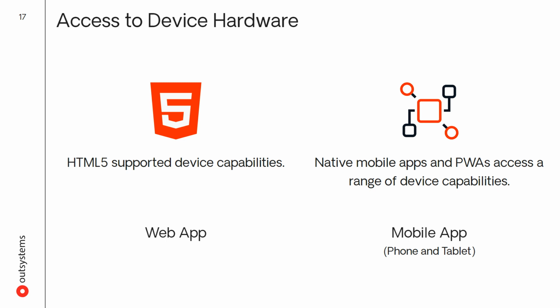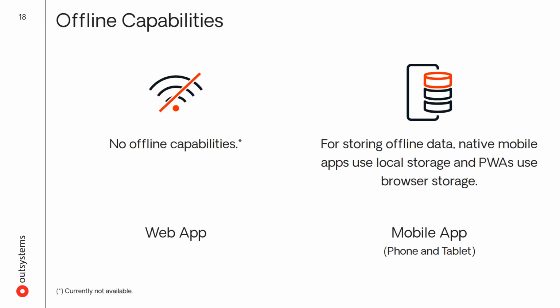Access to the device hardware is somewhat more limited in web apps, namely because fewer capabilities are available through HTML5. With mobile apps, it is possible to have access to more native capabilities, such as Touch ID. Is offline a requirement for you? If yes, then you should go with a mobile app. Currently, web apps have no offline capability. Native mobile apps and PWAs both support offline data storage.